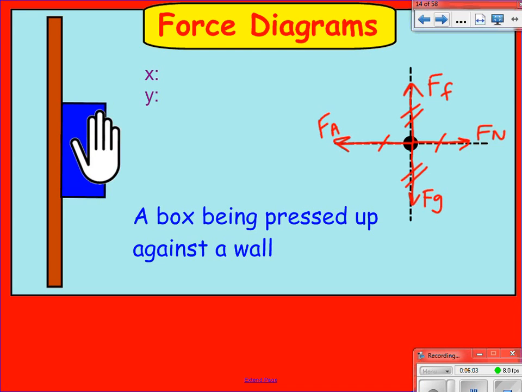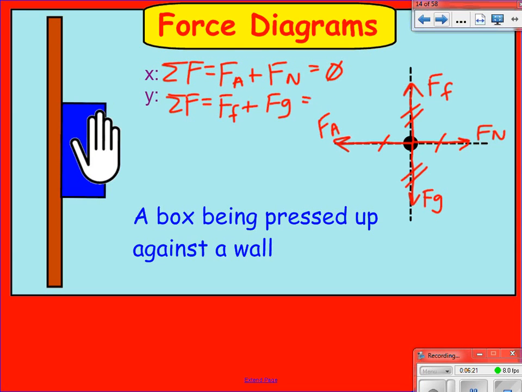All right, so let's go ahead and write the sum of the forces. The sum of the forces in the x direction is the force applied plus the force normal. And since it's not accelerating in the x direction, it must be in equilibrium. For the y, the sum of the forces in the y direction is force friction plus force gravity. And those two together must also equal 0, because the object is in equilibrium. Specifically, it's at rest.